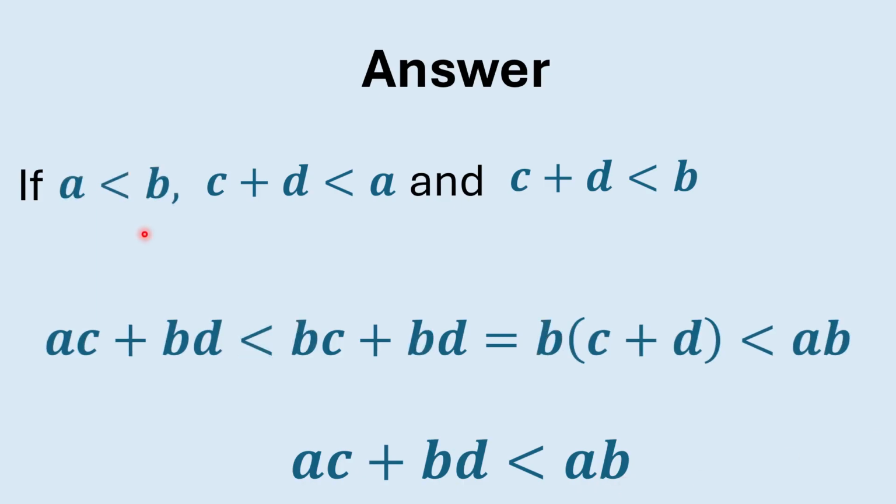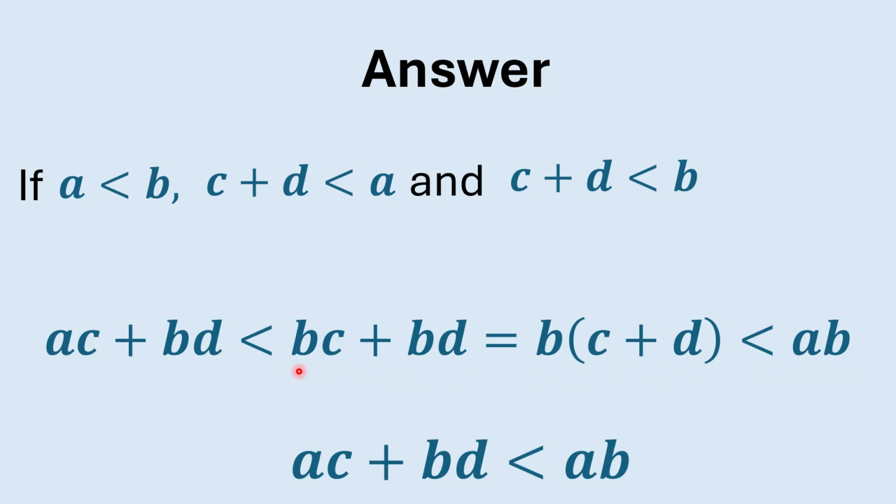And in the second case, a is less than b, c plus d is less than a, and c plus d is less than b. We can start with this relationship, c plus d is less than a, and we can use the same positive value b to multiply both sides. So ab is greater than b times, in the brackets, c plus d, and we open this bracket, which is equal to bc plus bd. So bc plus bd is less than ab.